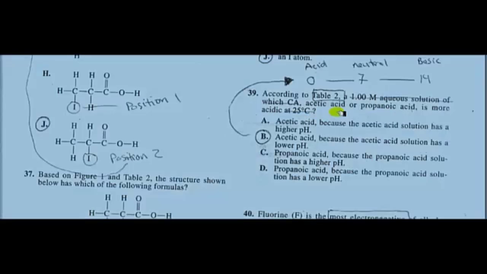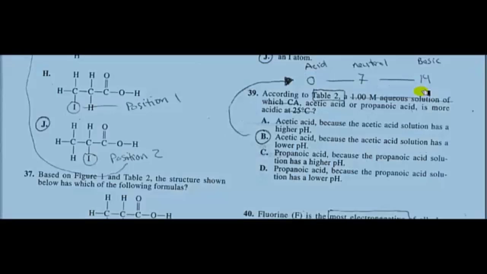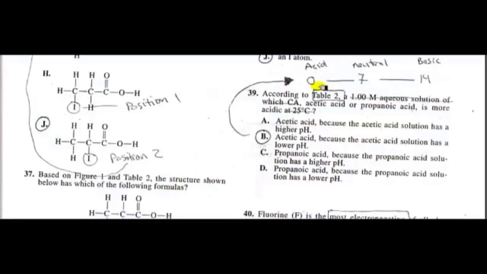You're asked which one of these is more acidic. Is it propanic acid or is it acetic acid? Now, let's do a quick overview of some basic chemistry. We have pH, which is the amount of acidity. It will run from 0 to 14, 0 being the most acidic and 14 being the most basic. Right in the middle, neutrality or balanced will be at 7.